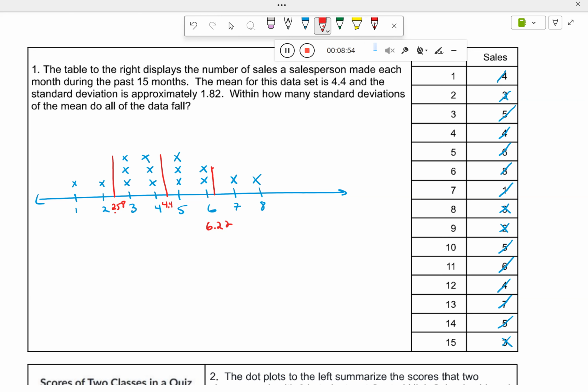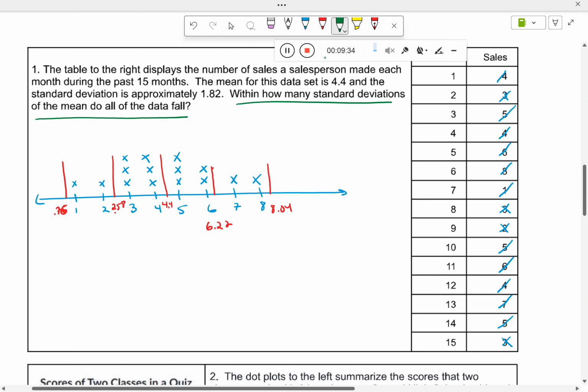Now, if I want to know the second standard deviation of the mean, first I can take the 6.22 and add another 1.82. So I'm adding the standard deviation onto that next value, and that will bring me to 8.04. So all of the data on the high end are within 2 standard deviations of the mean, and we need to look at what happens on the low end. So we would take the 2.58 and subtract that 1.82, which brings us to 0.76. So just like on the high end, on the low end we're within 2 standard deviations of the mean. To answer the question, within how many standard deviations of the mean do all of the data fall? Well, it's within 2 standard deviations.